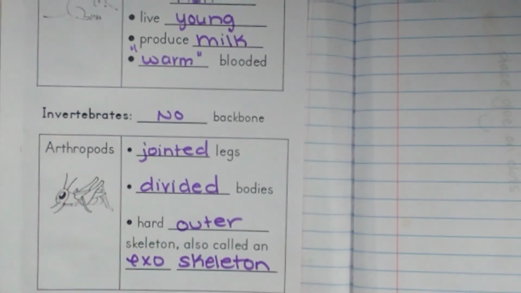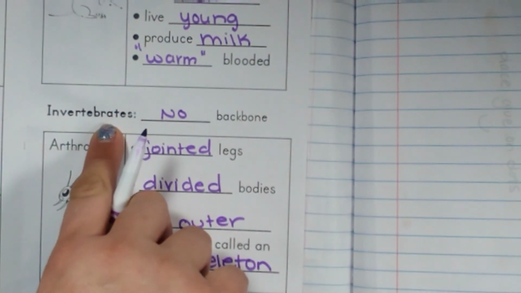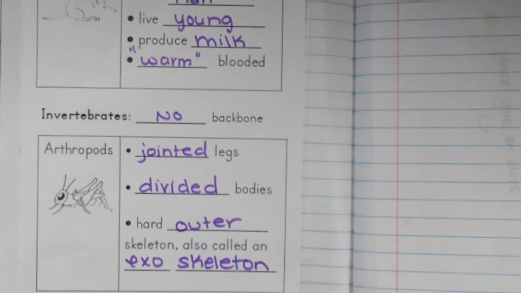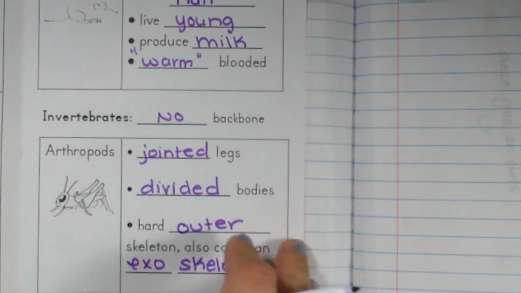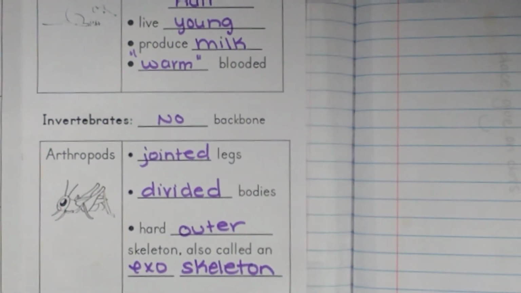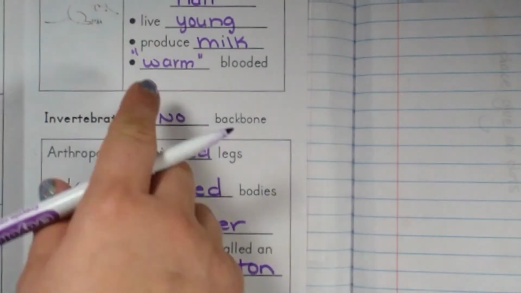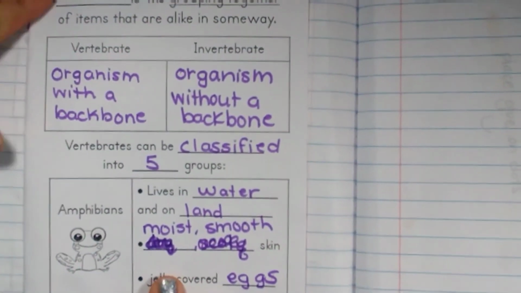So that is how we classify animals. Like I said, there's many more invertebrates, like when we talk about jellyfish and snails and other animals. But right now we're just talking about arthropods. And then there's the amphibians, reptiles, fish, birds, and mammals. So that is how we're talking about classifying animals.